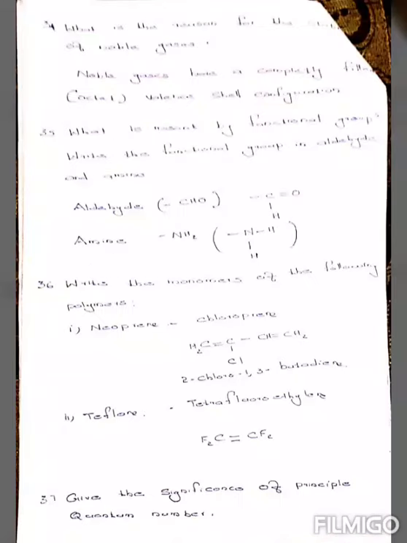What is the reason for the stability of noble gases? Noble gases have a completely filled valence shell electronic configuration, or they have an octet in the valence shell.